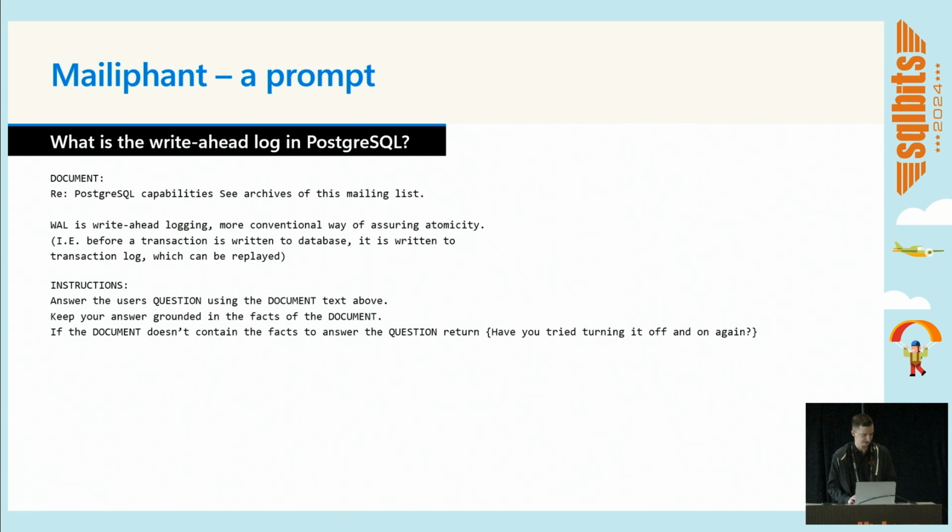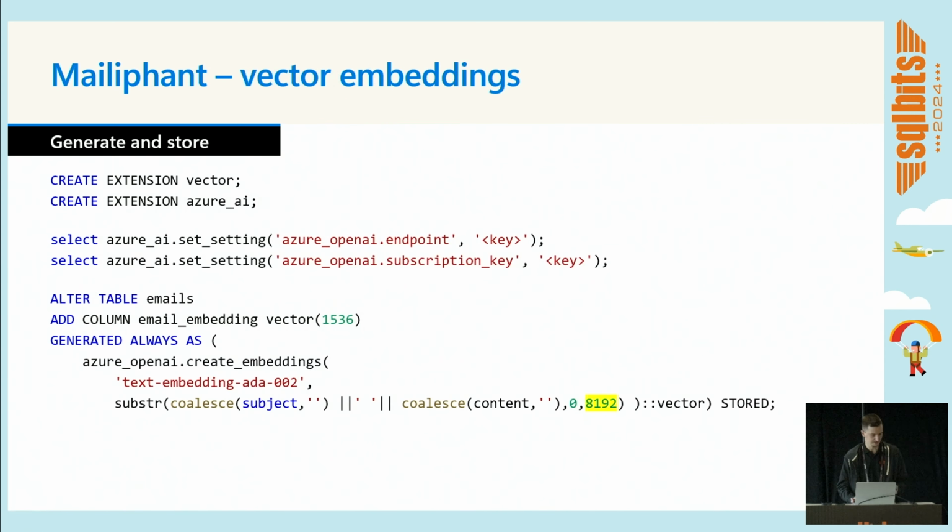So, what is the write-ahead log in PostgreSQL? And here is an example that we can go over in Azure AI Studio if we get some time left before I go through the slides. How that would work is you would provide the document, that's a snippet of an email, ask the model, and the model should be able to answer based on the data that you provided. So it should read that the write-ahead log is a more conventional way of assuring atomicity, instead of trying to search the internet for what that is.